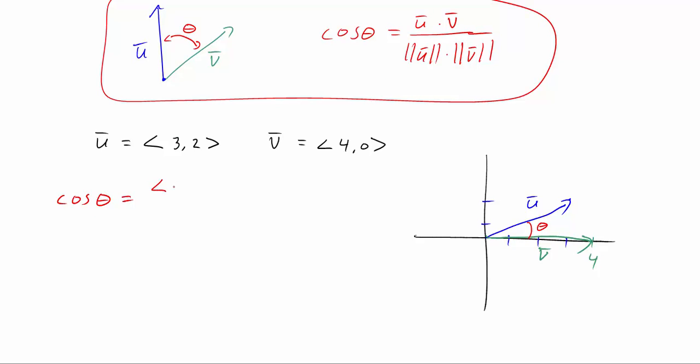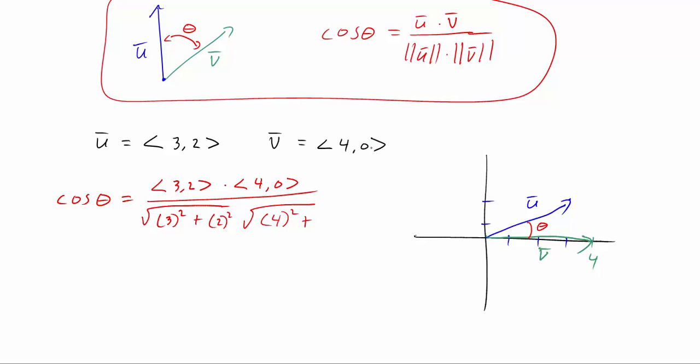So we would then take 3, 2 multiplied by 4, 0, and that's going to be divided by the magnitude of u. Now remember, the magnitude is simply the square root of the first component squared, so that's 3 squared, plus the second one, which is 2 squared. And then we need to multiply that by the magnitude of v, so that means we would take 4 squared plus 0 squared.